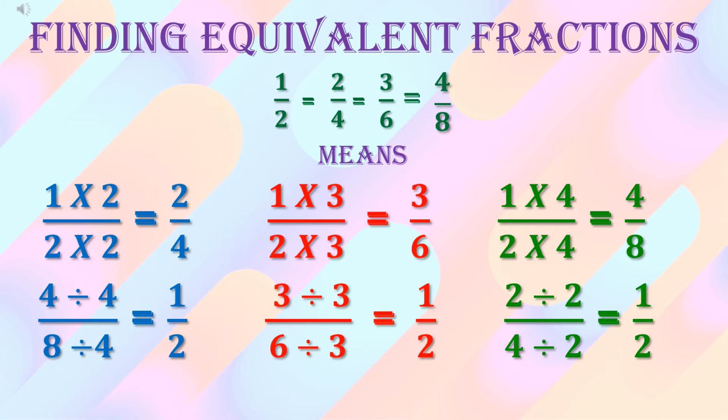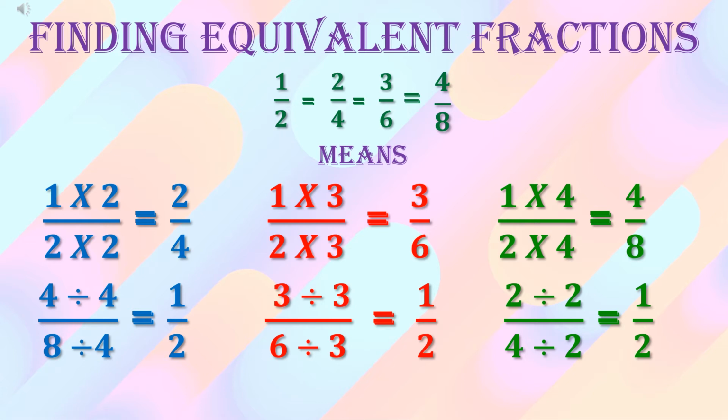This is the way when we multiply the numerator and denominator both by the same number to get the equivalent fraction. The other way is we can find the equivalent fraction by dividing the numerator and denominator both by the same number. Let's take 4/8 and divide numerator and denominator both by 4. So 4 divided by 4 is equal to 1 and 8 divided by 4 is equal to 2. So 4/8 is equivalent to 1/2 or half.